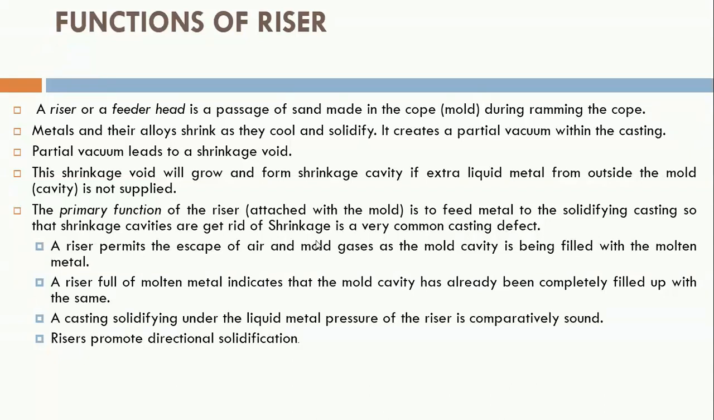Shrinkage void is one of the defects in the casting. If size of riser is not proper, or location of the riser is wrong, at that time this defect will come in the casting, that is a shrinkage void. The shrinkage void will grow and form a shrinkage cavity if extra liquid metal from outside of the mold is not supplied. Extra liquid metal from outside of the mold is supplied by the riser.